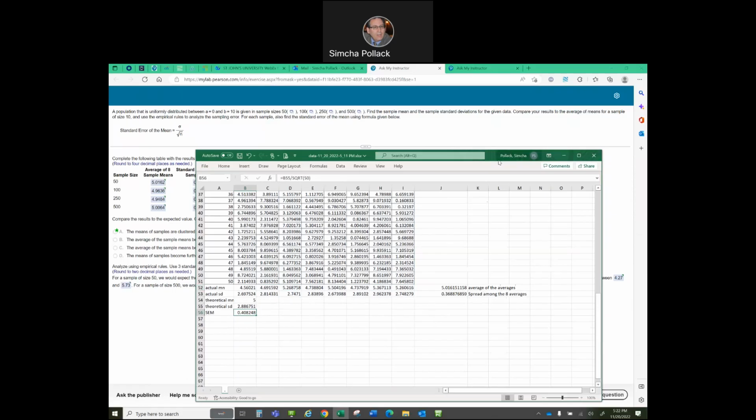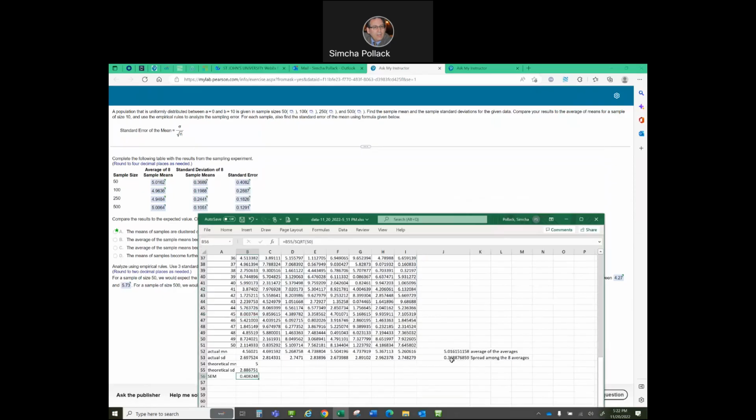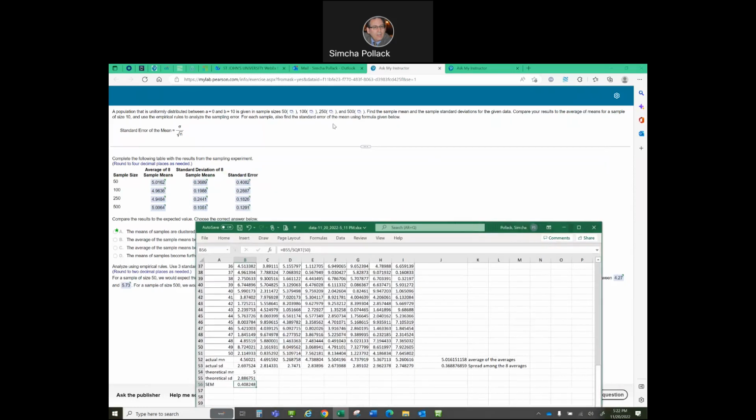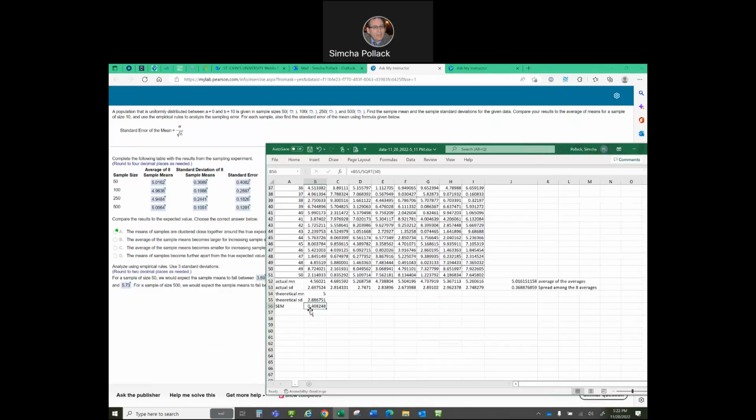Okay, so let's just see how close we are to the actual numbers without having to retype them. So we have 0.3689 as the spread among the 50 averages. The standard error is 0.40. The average of the averages is 5. So all these numbers are working out. Now they want you to repeat this again for 100, 250, and 500. I'm going to let you do that on your own. It just means extending this, looking at the data and taking bigger averages.